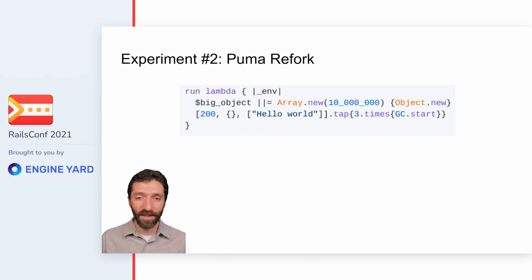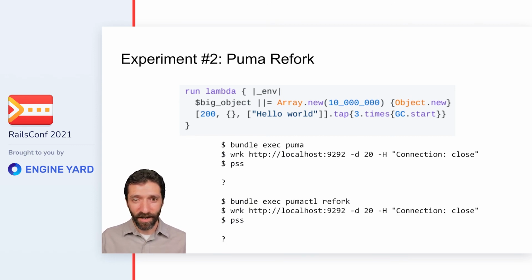for big and complex apps. So for this benchmark, I launched the Puma server, ran work, which is a load testing tool, for about 20 seconds. And then I ran a function PSS that would check the memory usage. And then I ran the refork command to trigger a refork, ran work again, and then ran PSS again to check the final memory usage to see the difference.